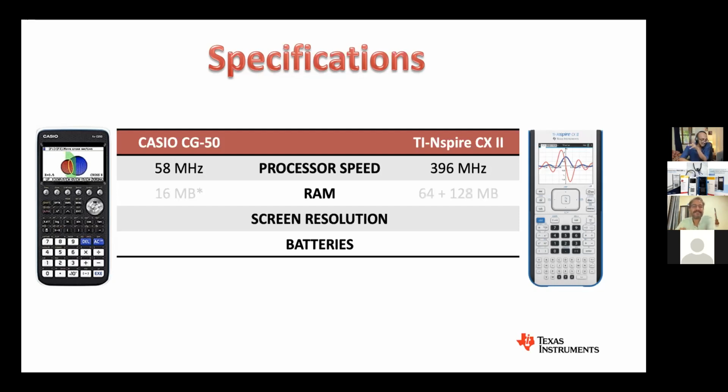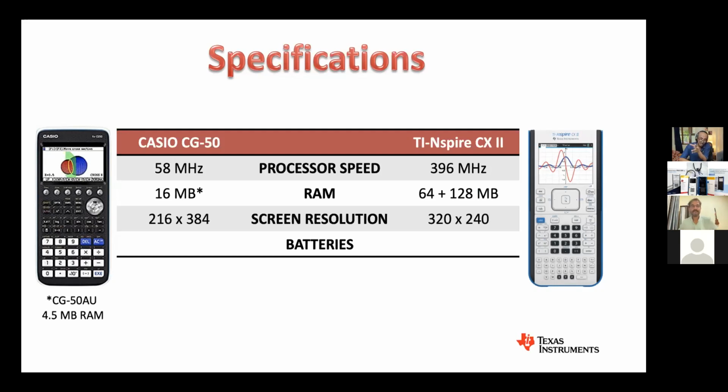But no. That's the processor speed. Then we look at the RAM. Okay. And apparently they say that the CG50 in Australia is 4.5 MB RAM. Okay. You can see the asterisk there. And you can see the comparison, just head-on comparison on specifications. Then let's look at the screen resolution.